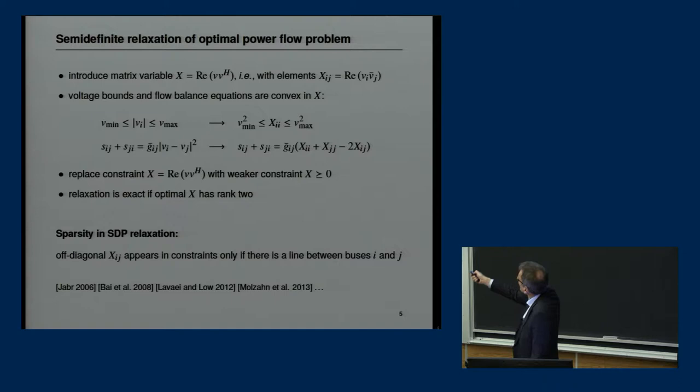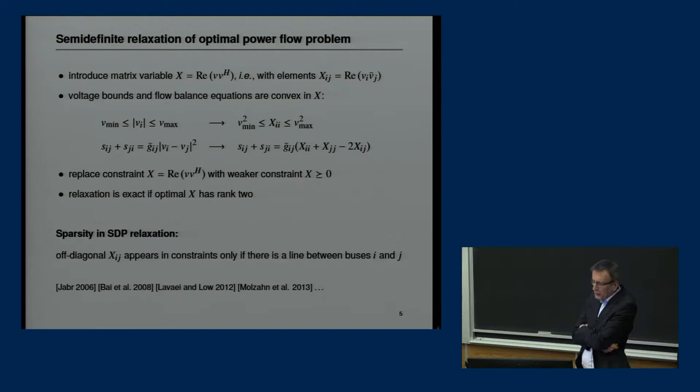These constraints also look like distance constraints between points in R2, but these types of constraints turn into linear constraints in the matrix variable. And this matrix must be positive semi-definite. That's implied by this. And it's only a relaxation because you can only go back from X to V if the solution of the problem has rank 2. In this case, rank 2 because it's a complex variable.